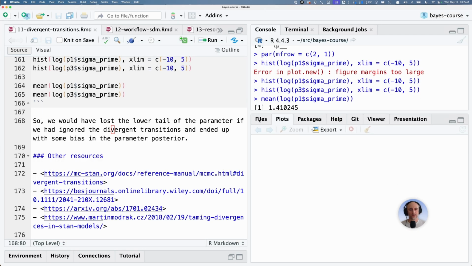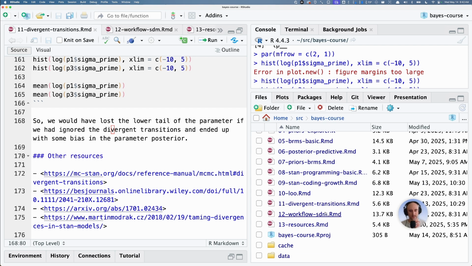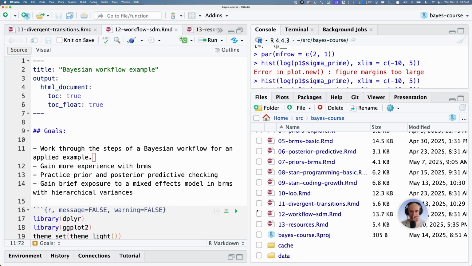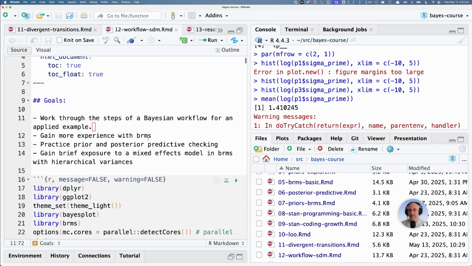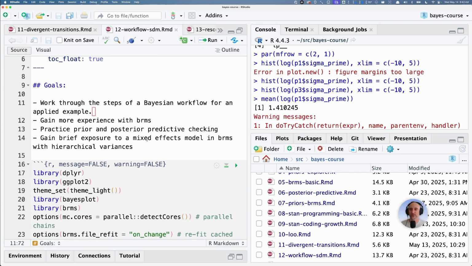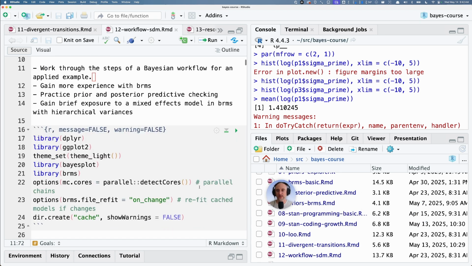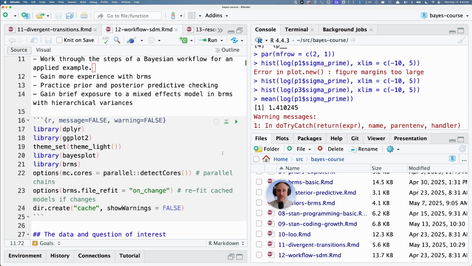Okay, so the last RMD we're going to work through is 12 workflow-sdm.rmd. And what we're going to do is we're going to work through a full Bayesian workflow of an applied problem to look at how this works in practice. So this should bring together everything we've talked about throughout the course.